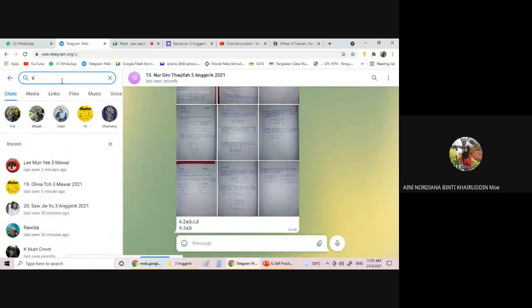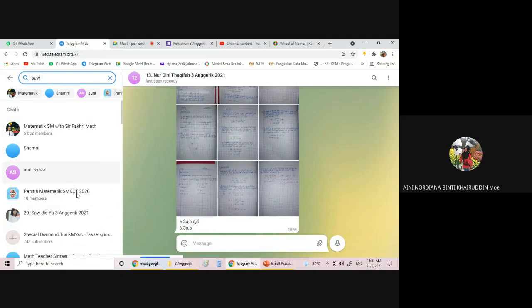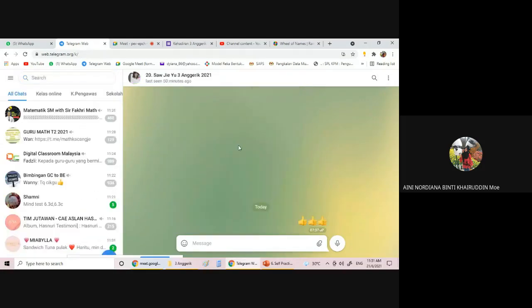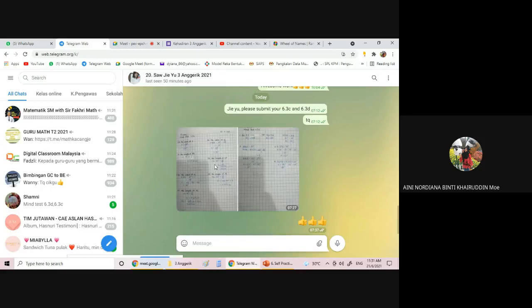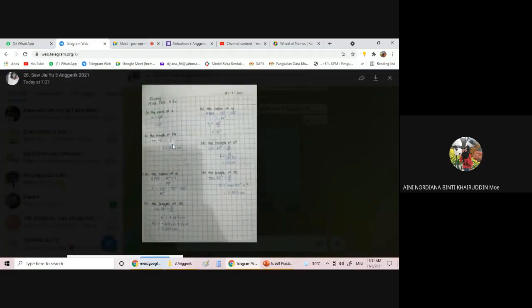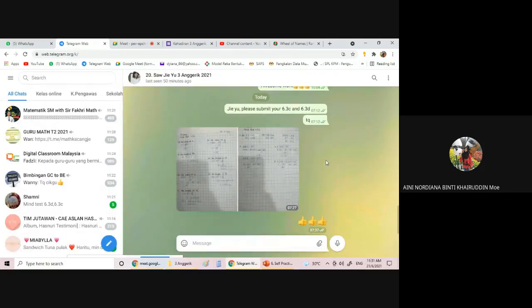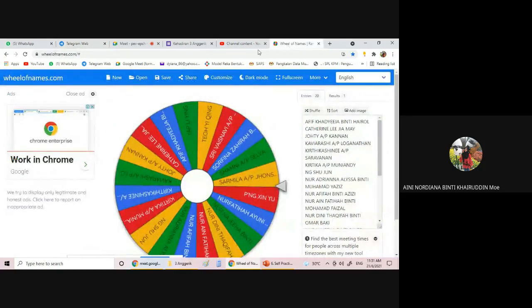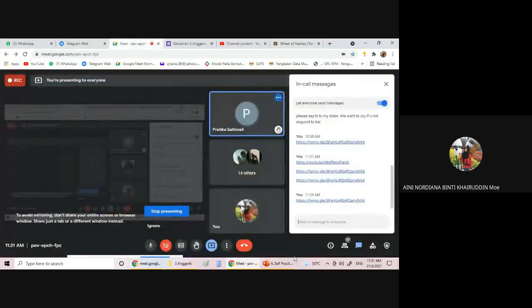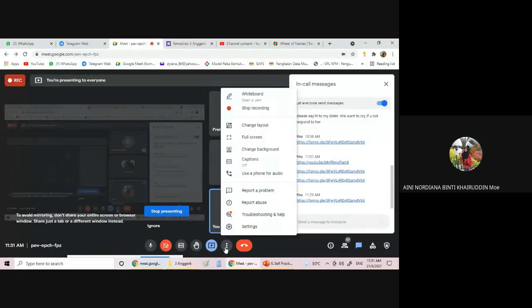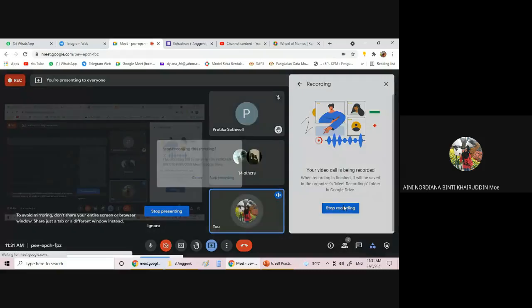So ni. Tengok. So hantar kat cikgu, ambil gambar clear-clear macam ni ya. Ni dia hantar kat cikgu. So hari ni sebelum pukul 6, Pritika, the lucky person, kena hantar dekat cikgu tau. Okey. Itu saja untuk hari ni. So you boleh start buat homework.